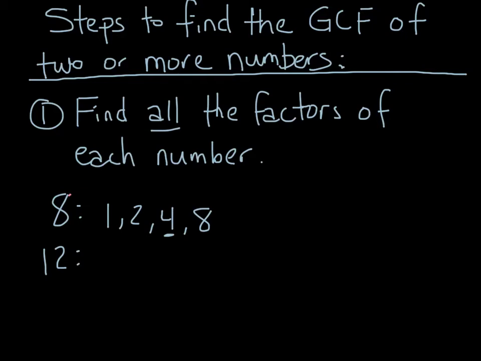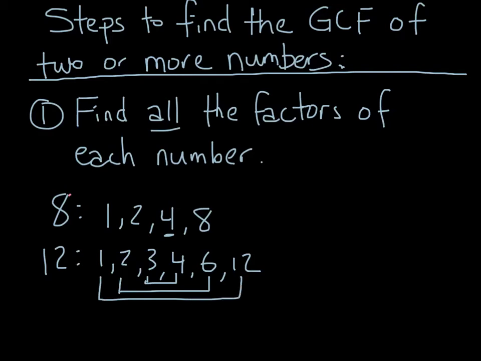Okay, go ahead and pause the video and try to find the factors of 12. Alright, hopefully you came up with 1, 2, 3, 4, 6, and 6 is half of 12, so we know the next one is 12. And we can always go back and make sure we have all the factors by finding the pairs. 3 pairs up with 4, 2 pairs up with 6, and 1 pairs up with 12.